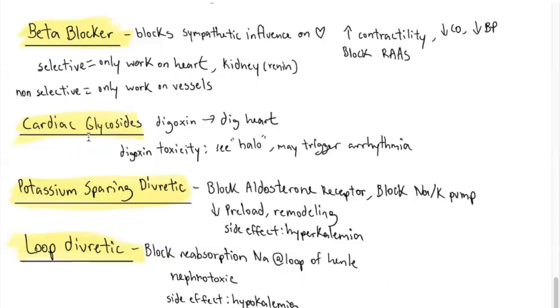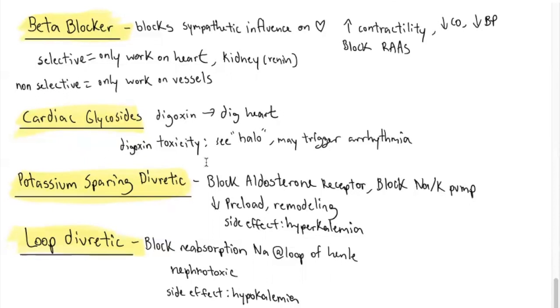And then finally we have the diuretics. We have potassium-sparing diuretics and loop diuretics. Potassium-sparing diuretics would be, for example, spironolactone, that blocks the aldosterone receptor and blocks the sodium-potassium pump. And this decreases the preload and prevents remodeling. Side effect would be hyperkalemia. And it's slower acting too, usually the oral route.